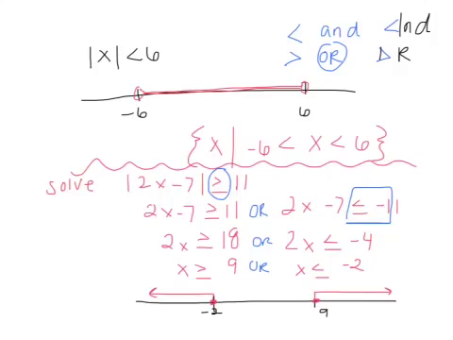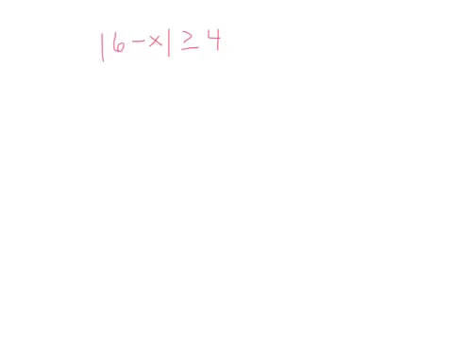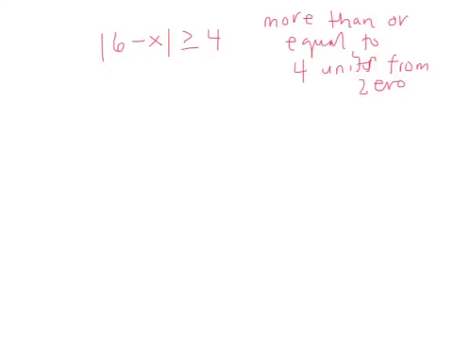This inequality, the absolute value of 6 minus x is greater than or equal to 4, tells us that 6 minus x is more than or equal to 4 units from 0. We have a greater than or equal to sign, so we are again going to be using or. We rewrite the inequality without the absolute value and keep the sign the same, and then we write it again but flip the inequality sign and add our negative.